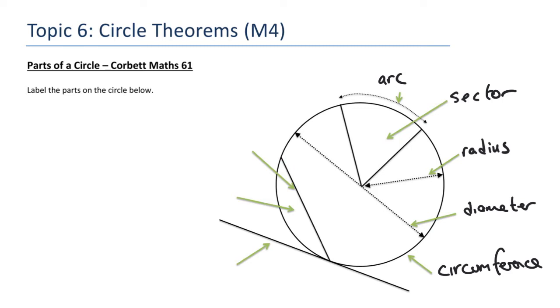This line, which is similar to the diameter, only it doesn't go through the centre, so it goes from one side of the circle to the other without passing through the centre, it's called a chord. So really the diameter is also a chord, but it's a very special chord because it goes through the middle. This part of the circle that's beneath the chord is called a segment. And the line which just touches the circle at one point is called a tangent.